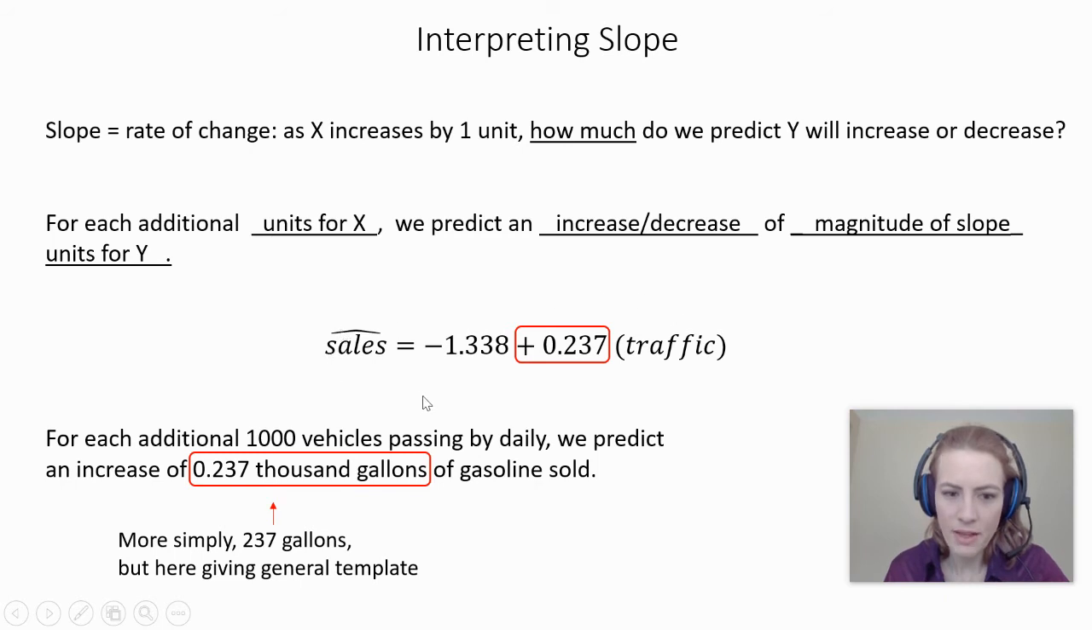So if we adapt that to the sales regression line equation, we could say for each additional 1,000 vehicles passing by, because X was in thousands of vehicles, we'd predict here an increase, because it's a plus, an increase of 0.237 thousand gallons of gas. Now, I say 0.237 thousand gallons of gas because this will give you a template that's easy to follow. If we really wanted to make this as clear as day to interpret, I'd probably go ahead and multiply, and then we could say 237 gallons.